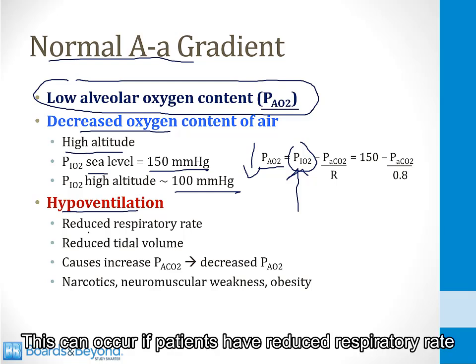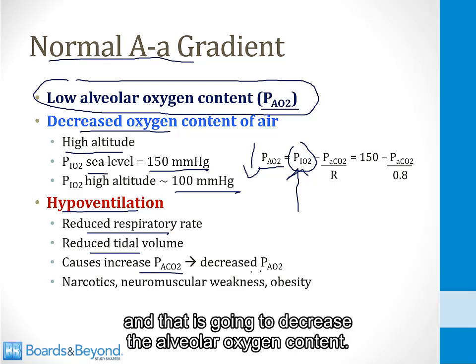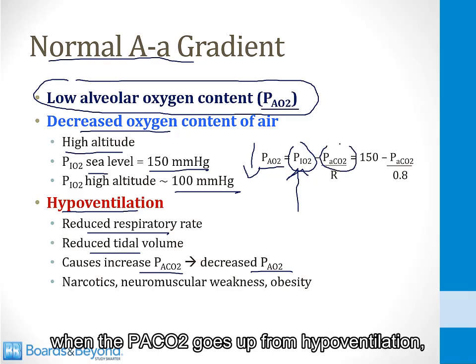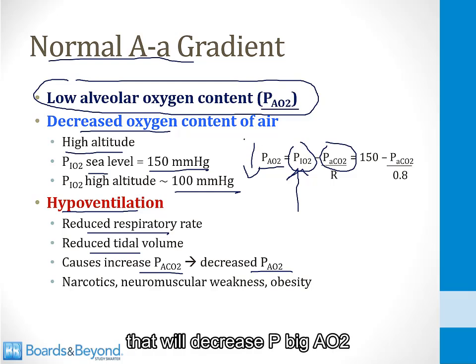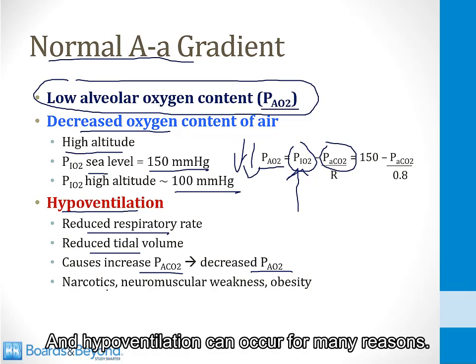This can occur if patients have a reduced respiratory rate or a reduced tidal volume. Any cause of hypoventilation is going to increase the PaCO2, and that is going to decrease the alveolar oxygen content, all according to this equation on the screen. When the PaCO2 goes up from hypoventilation, that will decrease PAO2, leading to hypoxemia with a normal AA gradient. And hypoventilation can occur for many reasons.